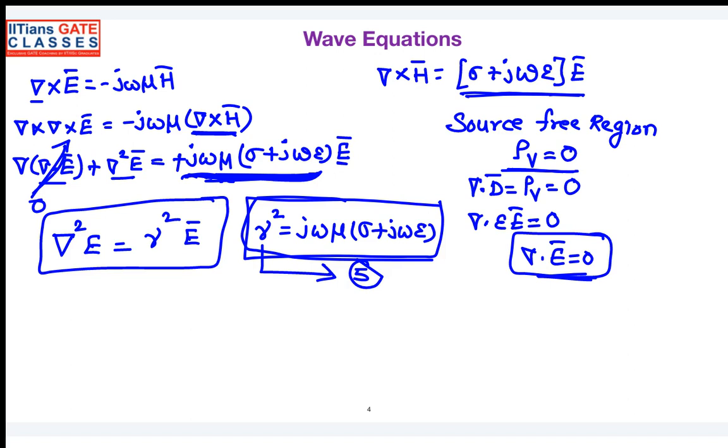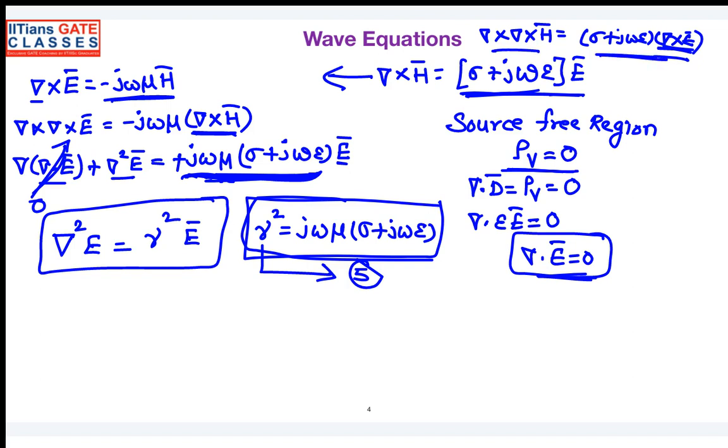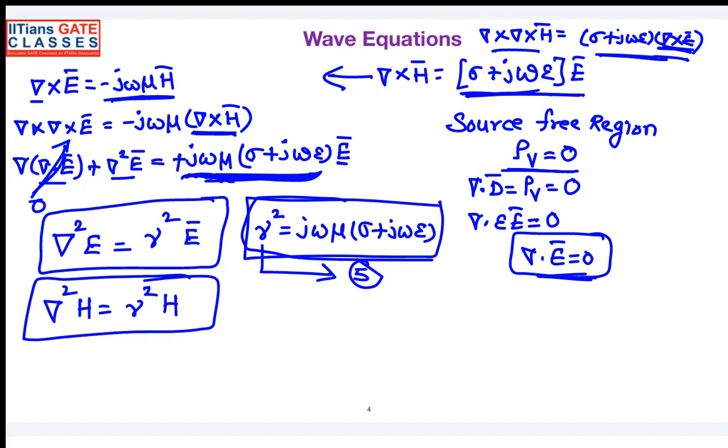You are getting that. And similarly, we can do the same thing for the magnetic fields. You apply curl on both the sides. So curl of H is equal to sigma plus j omega epsilon into curl of E. You go ahead, replace curl of E with minus j omega mu into H, and proceed further. I was leaving an assignment to you. You find the curl on both the sides and proceed ahead. You are going to get del square H is equal to gamma square H. Just expand this and you straight away get this equation.